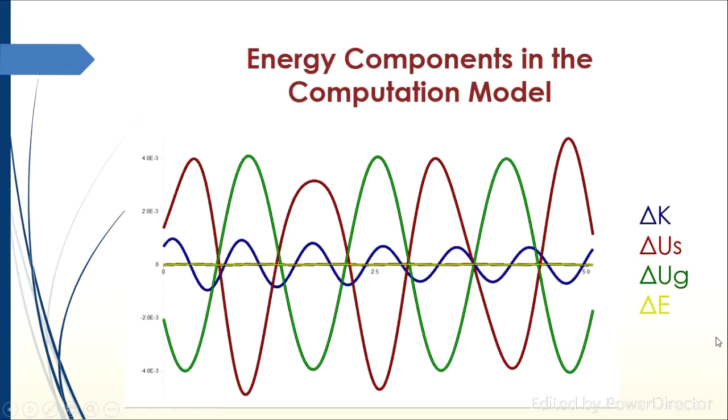These are the energy components in the computational model that we found using VPython, where the yellow represents the total change in energy. As we predicted, the yellow line is at 0, so the total energy change is 0, which means that in our system, consisting of the mass, spring, and the earth, there are no interactions with the surroundings and all energy is conserved inside the system.